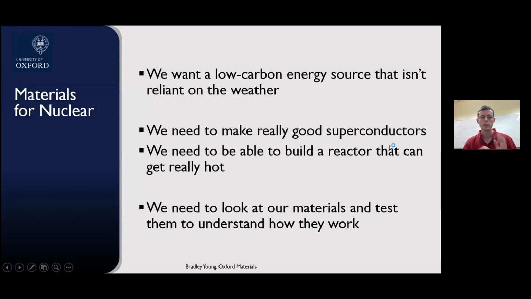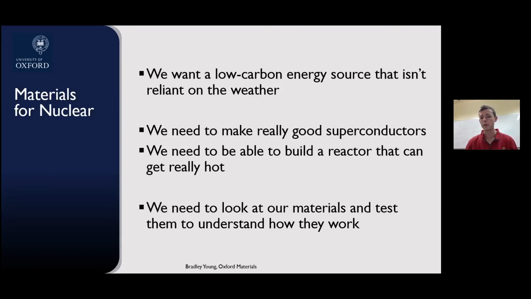There we go. So just to sum up really quickly what we've covered: we want an energy source that is low carbon, which nuclear provides, and it's also not reliant on the weather like a lot of other renewable energy sources are. In order to make nuclear fusion happen, especially, there are a lot of benefits for fusion over fission. It's safer, it's better in the long term than fission is, and we don't have as much radioactive waste. So we really want the fusion technology to work.